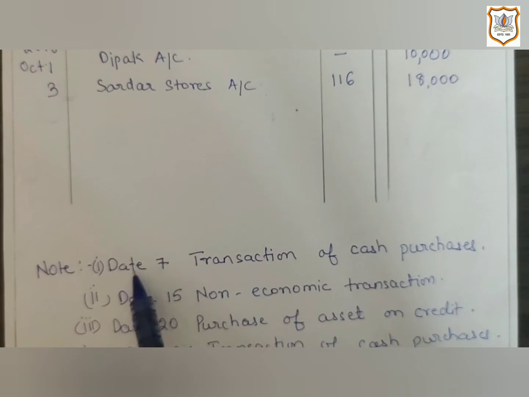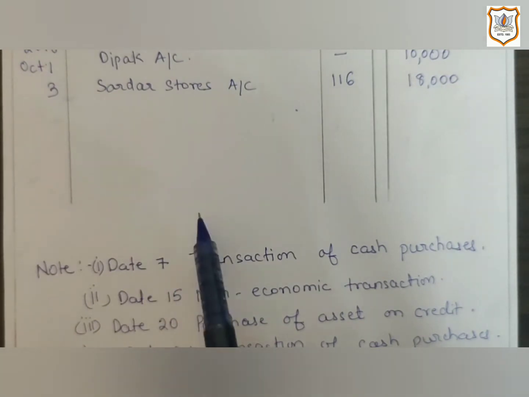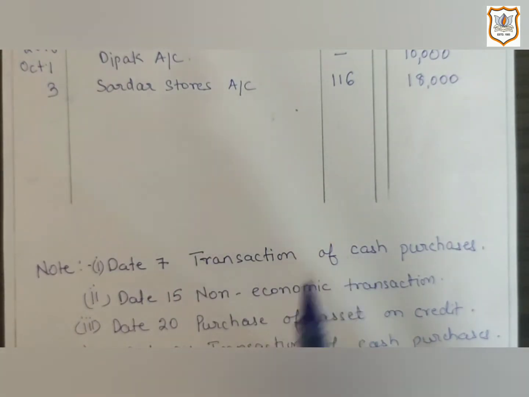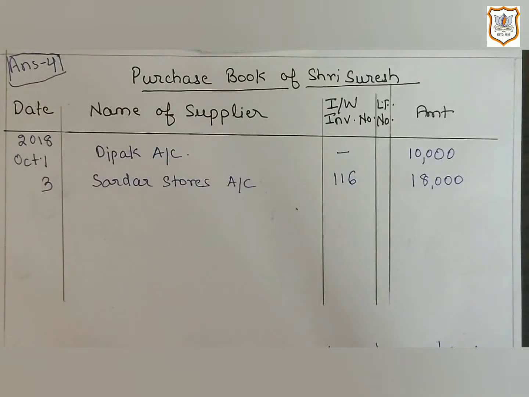Here I have written date 7. Why we are not recording? Because this is cash transaction of cash purchase. Actually, cash transactions are recorded in another subsidiary book, that is cash book, which you will be studying in subsequent chapter. The next transaction, date 15th.